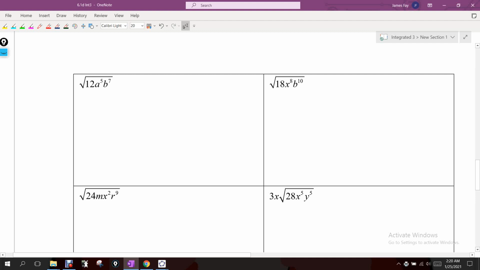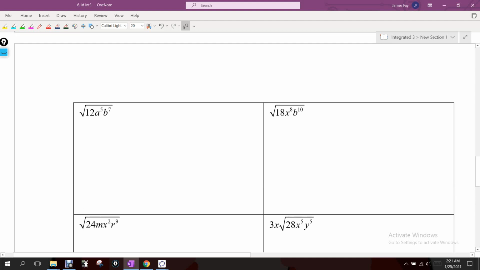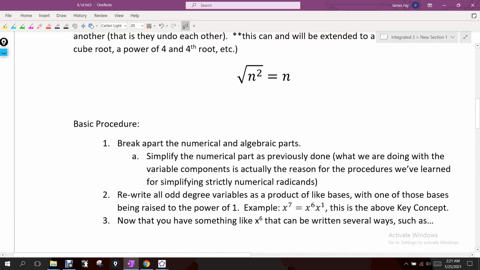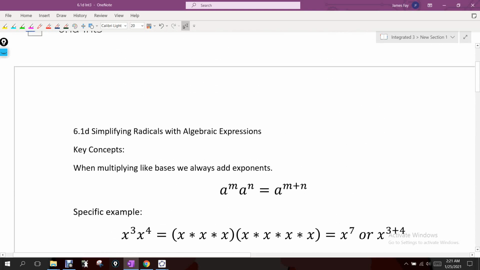I've done a couple examples through the first iteration of simplifying radicals when we just had numbers underneath. We did a couple with variables, but we didn't spend a whole lot of time on it, so I want to go back and do that. Some key concepts in doing this.